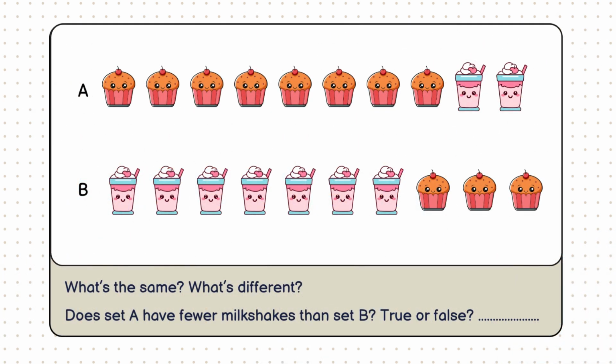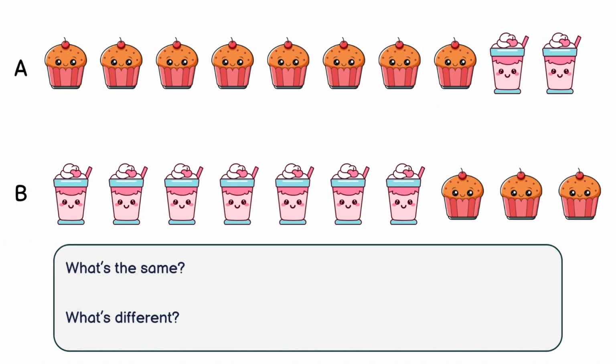Next, we got 2 sets of tasty treats. Set A has muffins and milkshakes, and Set B has milkshakes and muffins too. But let's see what's the same and what's different between these 2 sets. Ready to compare? When we compare, we see that both sets have muffins and milkshakes.